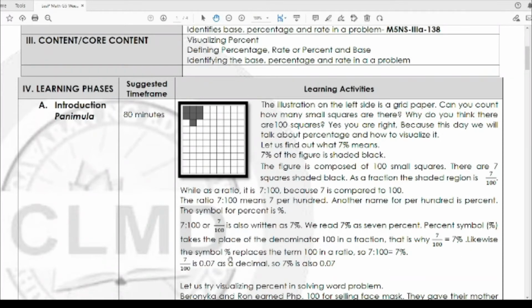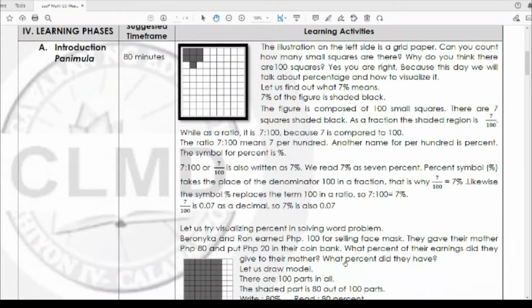Likewise, the percent symbol replaces the term 100 in a ratio. So, 7:100 is 7%. 7 over 100 is 0.07 as a decimal. So, 7% is also 0.07.